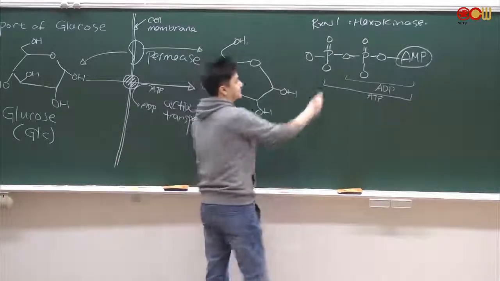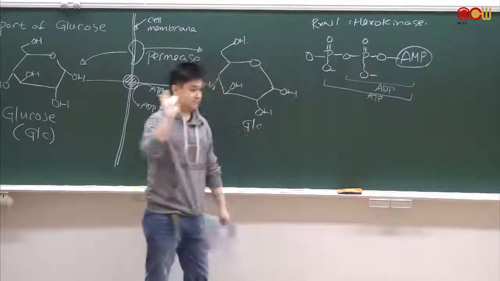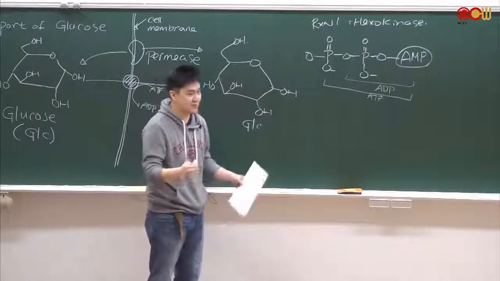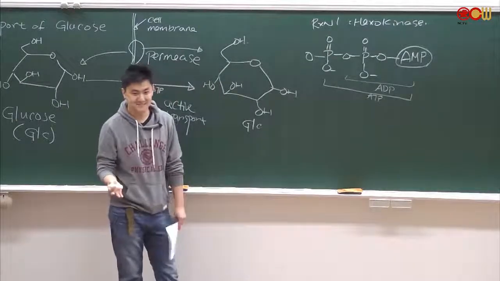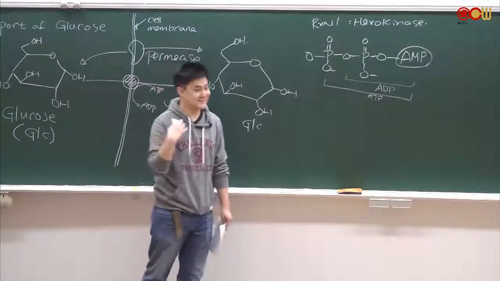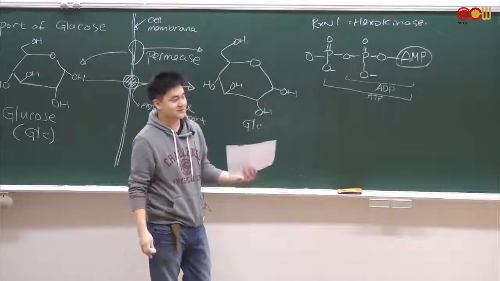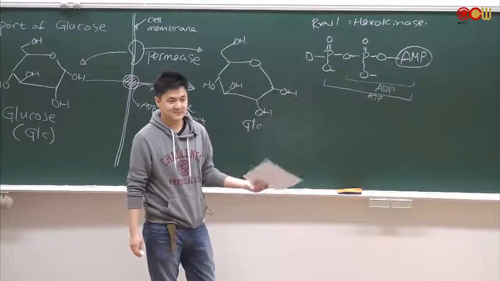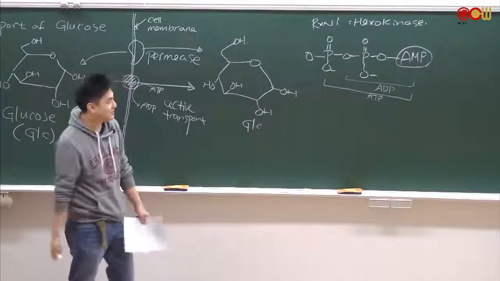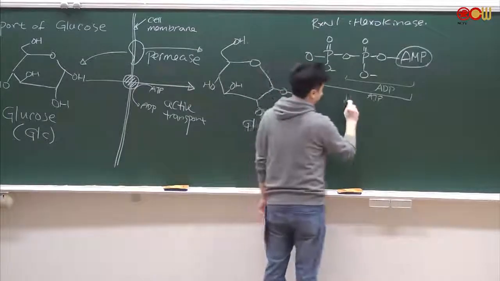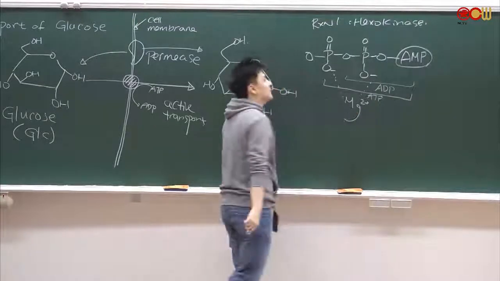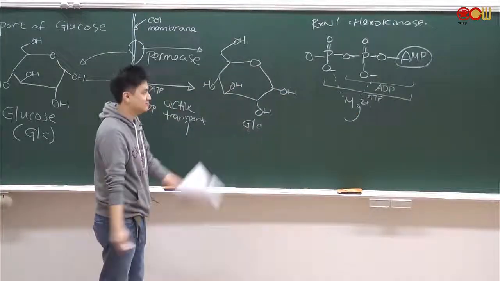Remember I said any enzyme that uses ATP will probably have what as the cofactor? It's on the slide. Magnesium. Thank you. So it's going to have magnesium as a cofactor, so you have magnesium 2 plus. It's used to stabilize ATP, something that looks like that.